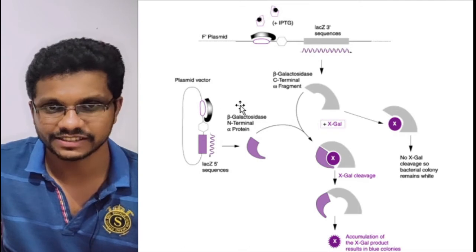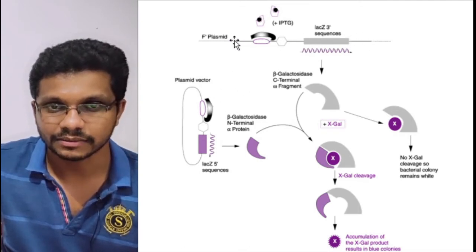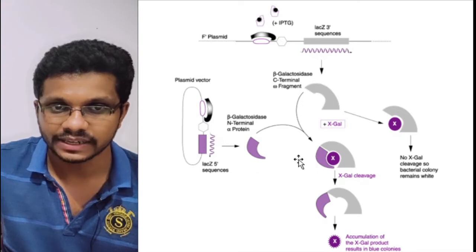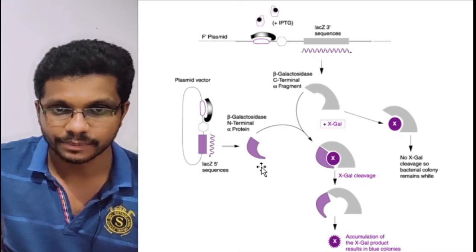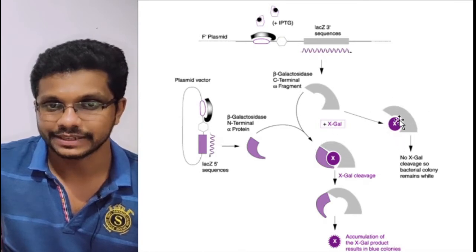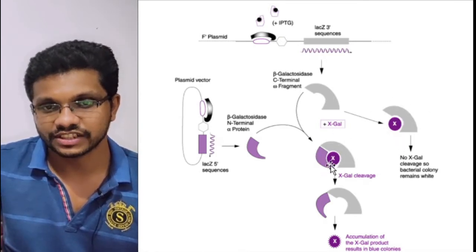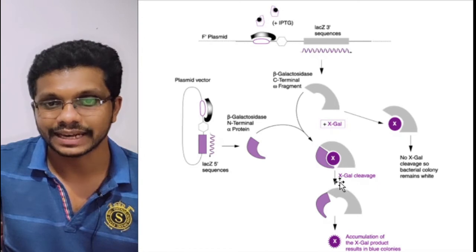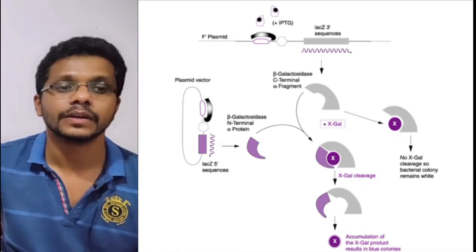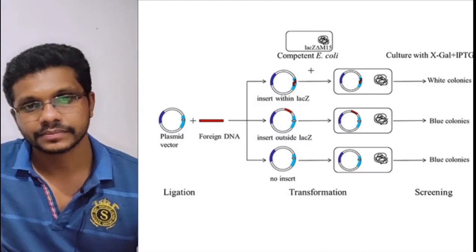Here is a representation. This is the genomic DNA. The genomic DNA is producing the omega peptide. Our plasmid DNA is producing the alpha peptide, and they combine together to form the functional beta galactosidase. Once it is functional, what does it do? It will cleave X-gal to produce the blue color compound. So, coming to the experiments.